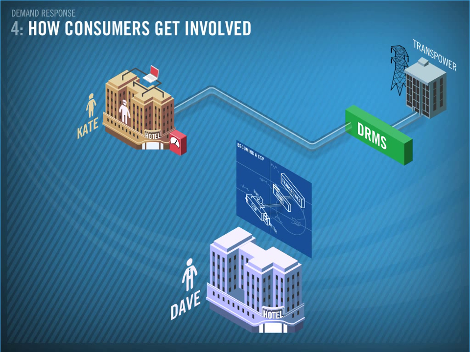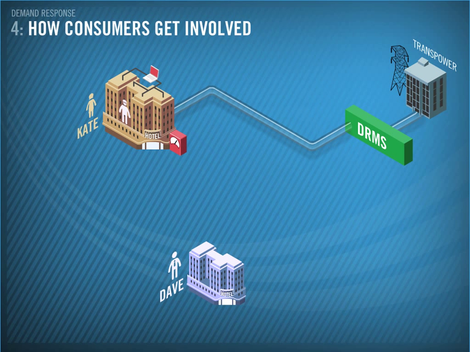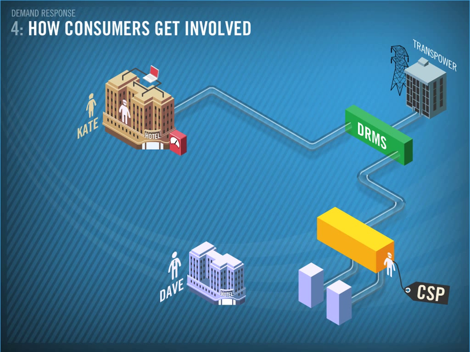What about Dave? He'd like to be his own CSP, but decides it's too hard. He does, however, have demand response capability and wants to get some financial benefit. He can still be involved by working through a third party who is already a CSP and works with others in his situation. They can help with things like configuring the building management system, monitoring calls, and they can even help Dave with his setup costs.